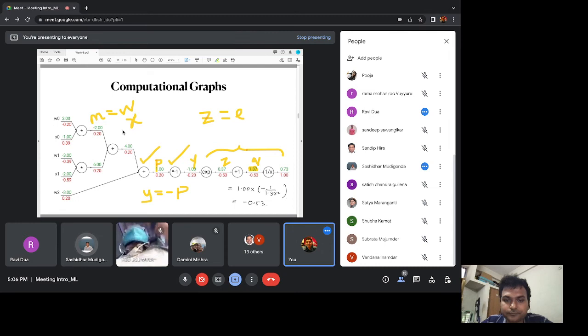What about division? Yeah, division I just said, right? Suppose you are doing x by y, you take y, you pass it through a 1 by x block, this last block that is there on the screen, then y becomes 1 by y, then you multiply with x. Okay.